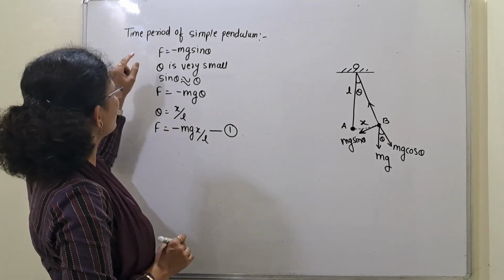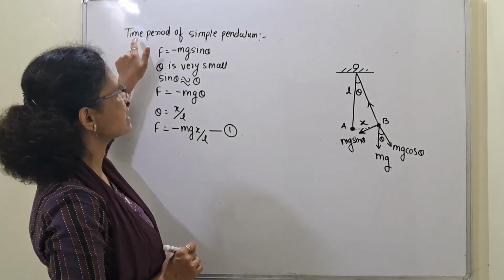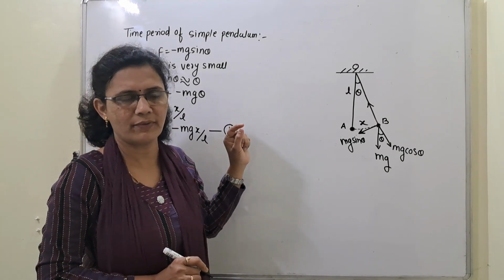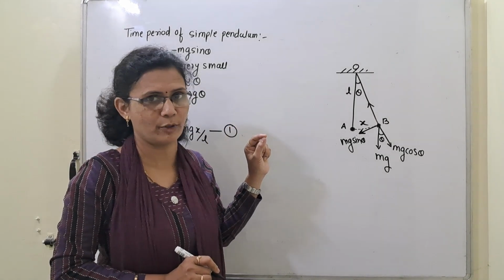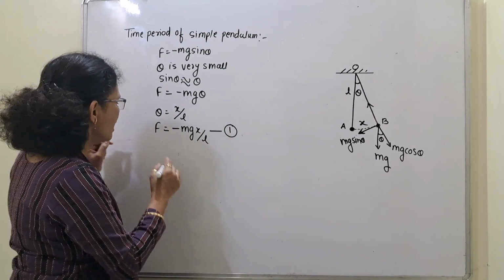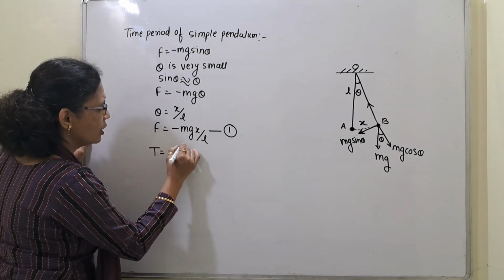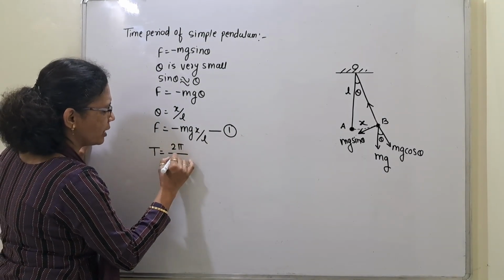But in this expression, what we have to find out? We have to find out the time period of simple pendulum. हमें क्या find out करना है? Time period of simple pendulum. Then what is the formula for time period? Time period is nothing but 2 pi upon omega.